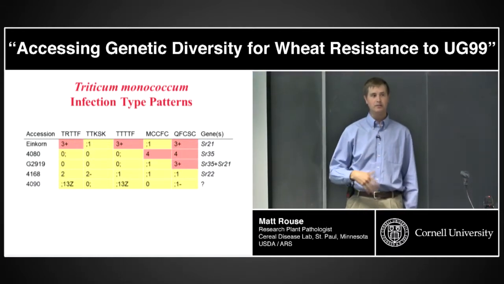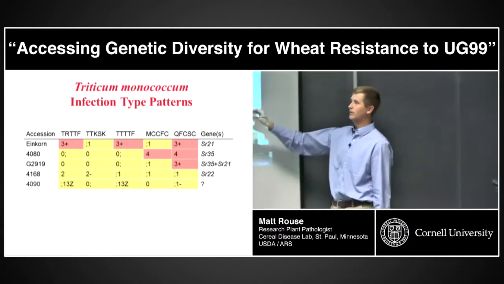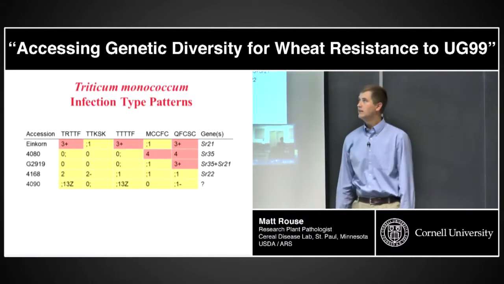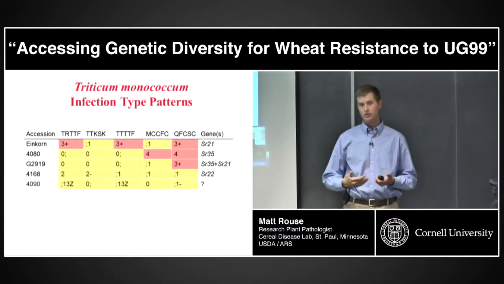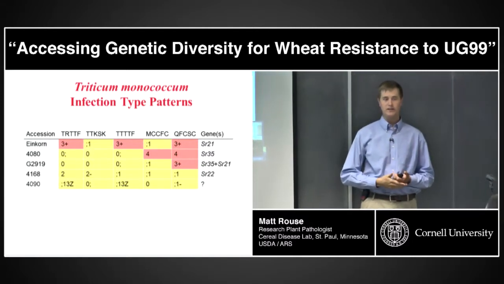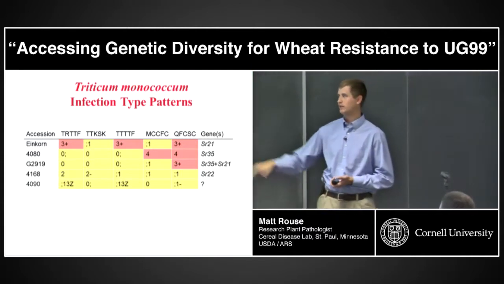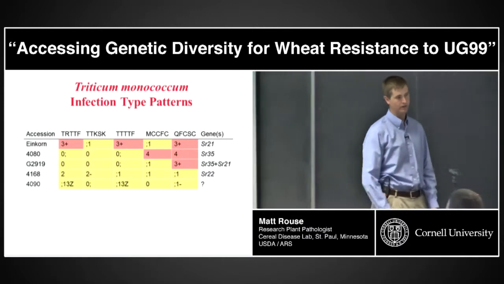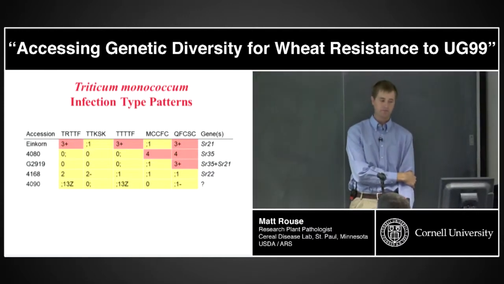In Triticum monococcum, there are some known resistance genes that were already in this germplasm, like Sr21 and Sr35. And since we already know those infection type patterns, when we see something that looks maybe a little bit unique, we can prioritize those lines as sources of potentially novel resistance.